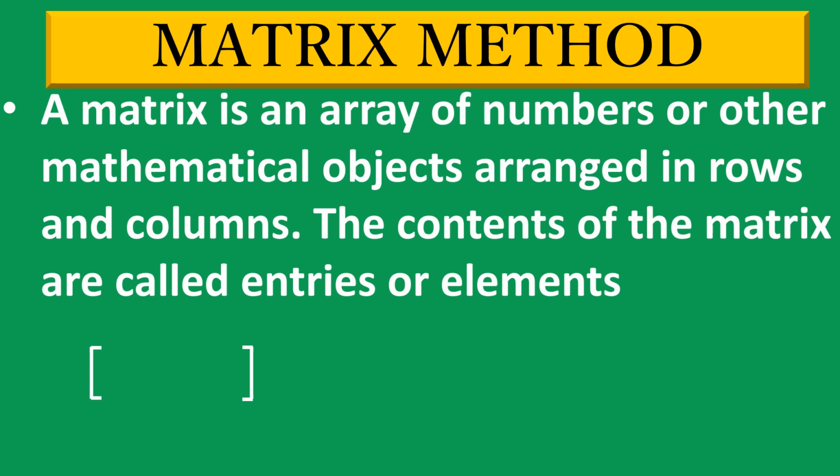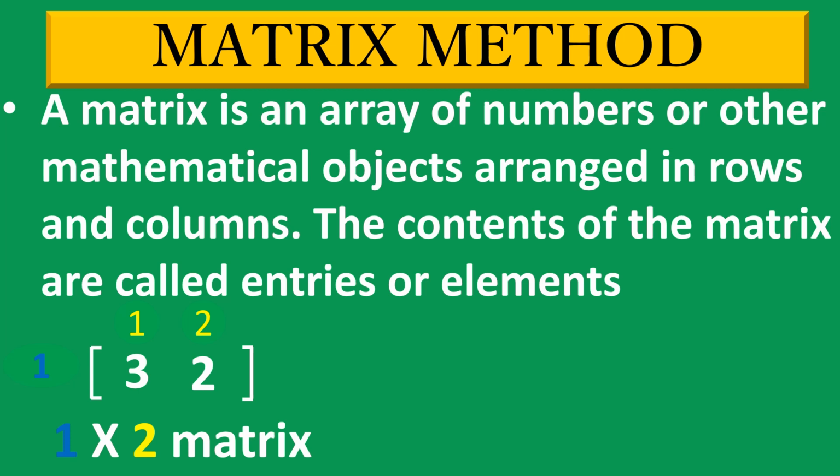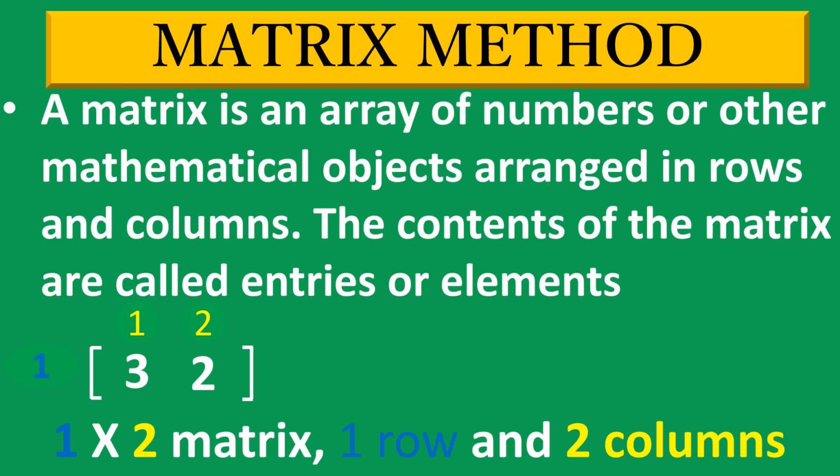Now, this is how a matrix looks. In this particular matrix, we have one row and then two columns. So this is a 1 by 2 matrix because it has one row and two columns. You have various types of matrices: 1 by 2, 2 by 2, 3 by 2, and so on. This is just an example of how a matrix looks.